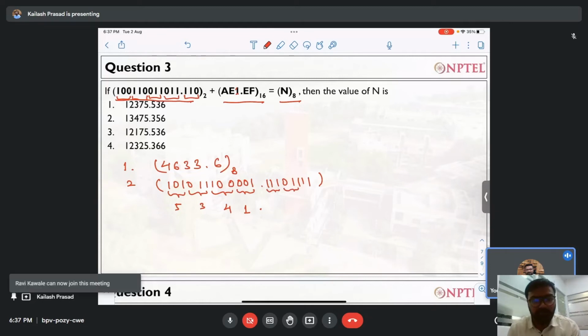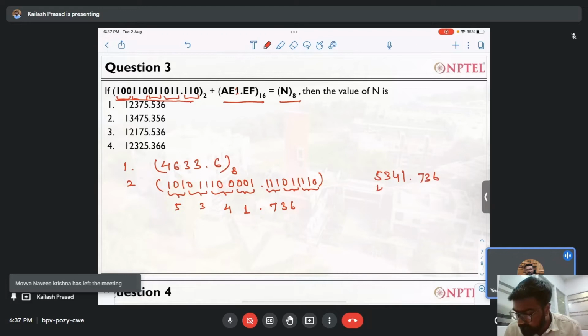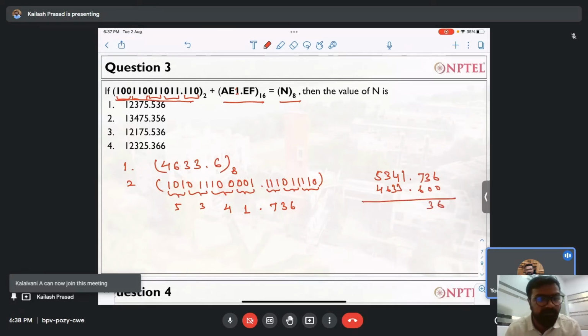Like this. So here it will be 7, and then it will be 3, and here it is 1 1, right. So you can put a 0 here, and then you can make it 6. So it will be 5341 dot 736, plus 4633 dot 6, then you can put two zeros here. So the answer will be 6 3 7 plus 6.